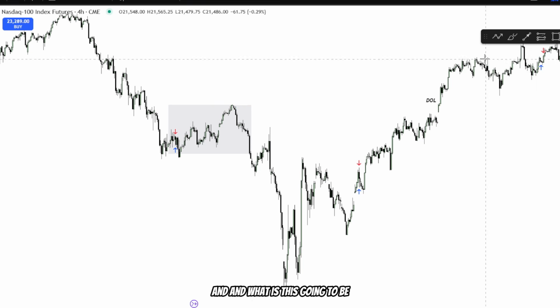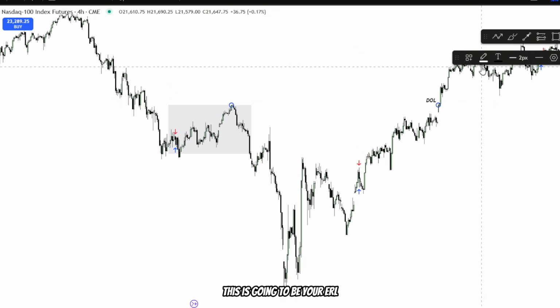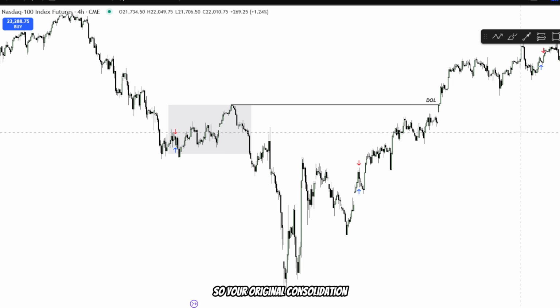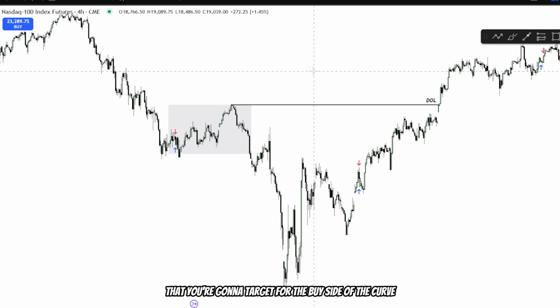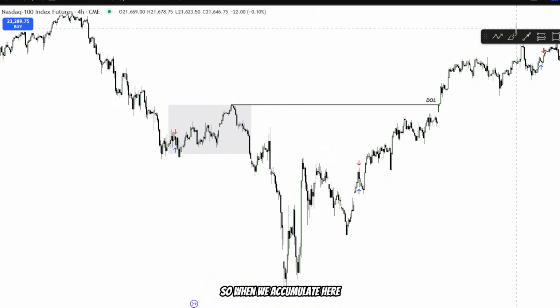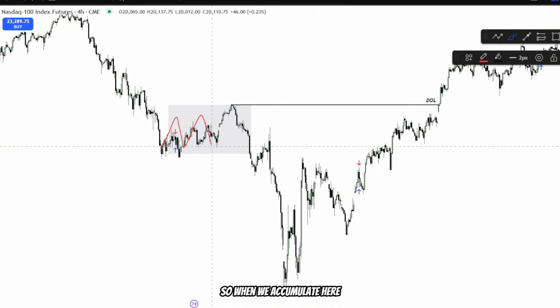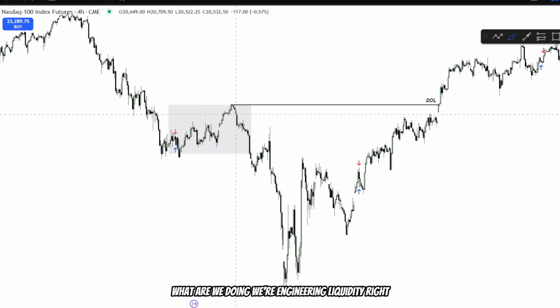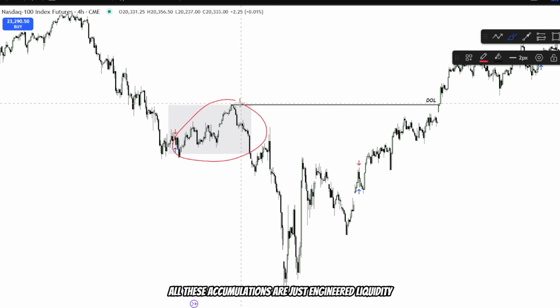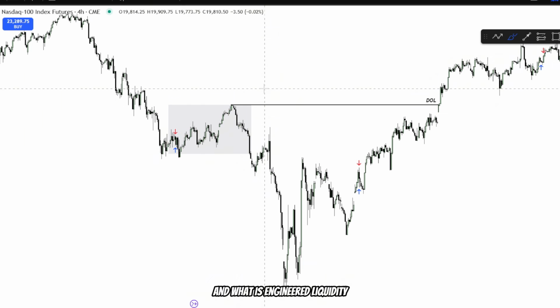In order for our market maker model to be complete, we need to take this out, right? And what is this going to be? This is going to be your ERL. Your original consolidation is always going to be your ERL that you're going to target for the buy side of the curve. So when we accumulate here, what are we doing? We're engineering liquidity. All these accumulations are just engineered liquidity. And what is engineered liquidity? They're just swing highs and swing lows to be ran through later on.